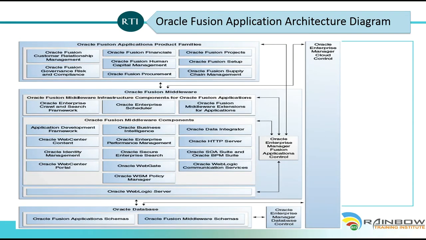Whatever the top three listed in this Oracle Fusion middleware infrastructure components for Fusion applications, these components are used only for the Fusion applications. What does it mean? As I was telling before, you can leverage Fusion middleware not only for the Fusion applications, you can leverage it for your custom applications too, your own applications too. So in the Fusion middleware, these above three are only for the Fusion applications. Remaining ones, you can use for any of your custom applications.